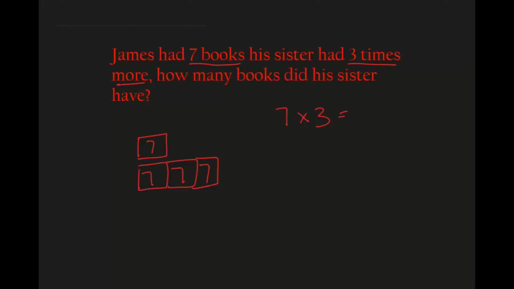Well, what is 7 times 3? If you know your multiplication tables, if you don't, you can draw a model. If you know your multiplication tables, you know the answer. So 7 times 3 equals 21. That means his sister had 21 books. And yes, we did use a lot of books today.